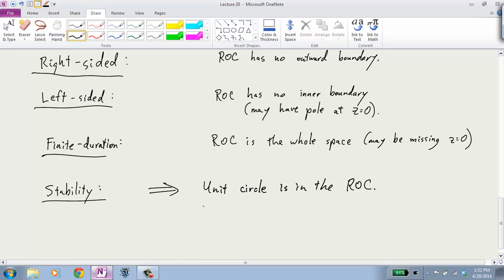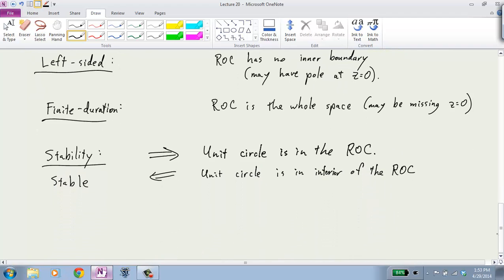Now, just like the previous case, if the unit circle is in the interior of the ROC, then it implies it's stable. If the unit circle is on the boundary of the region of convergence, then it doesn't have to be stable. Again, you could use the sinc as your example there.